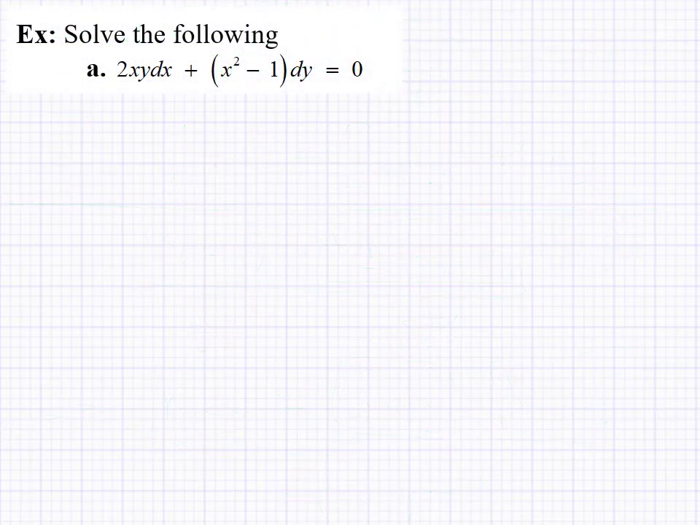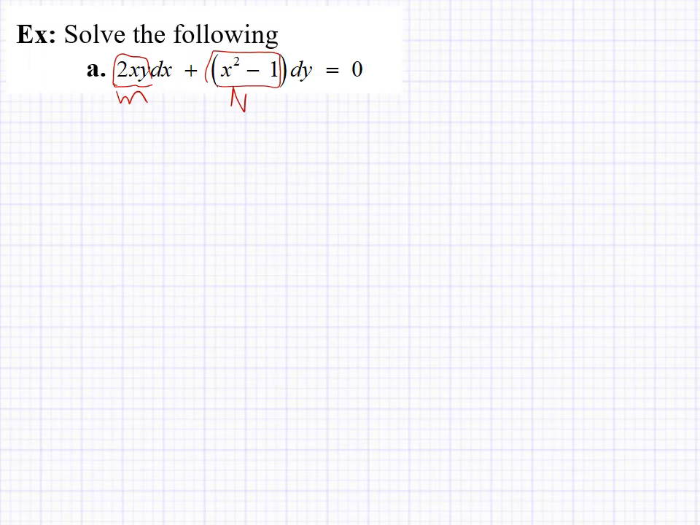Okay, so here's an example. Solve this differential equation. First off, we have to decide what kind of differential equation it is. Okay. Well, let's look at the 2xy, and let's look at the x squared minus 1. Let's call this one M, let's call this one N.